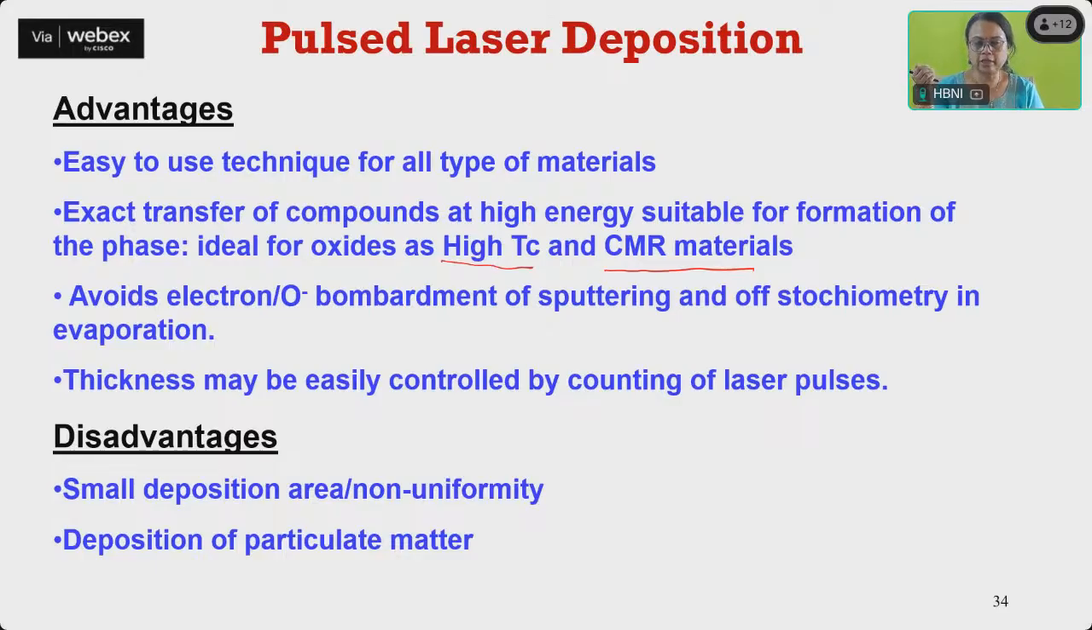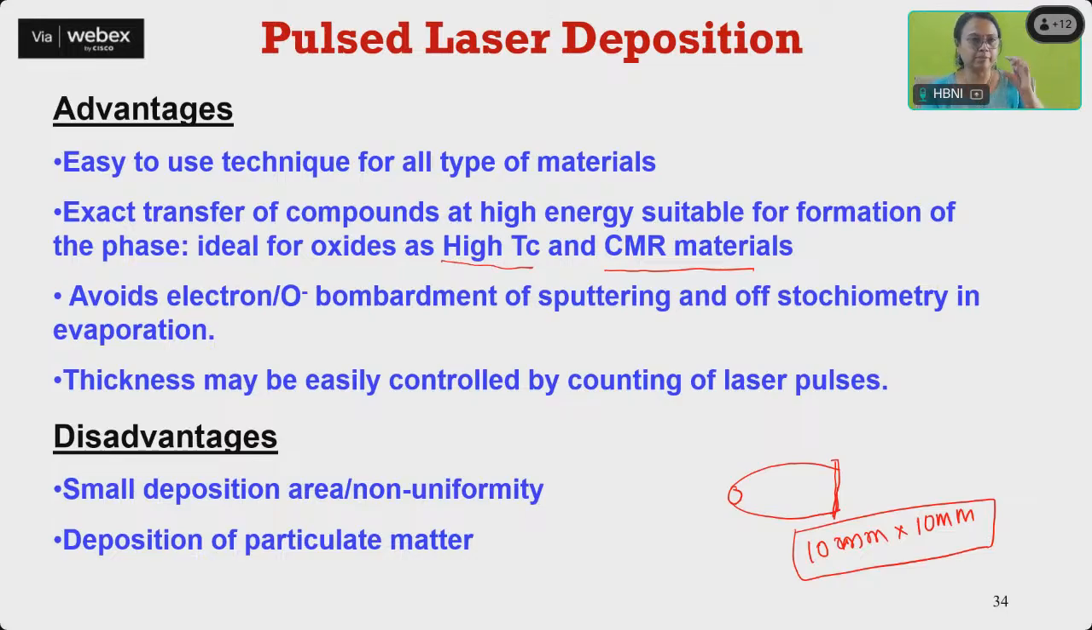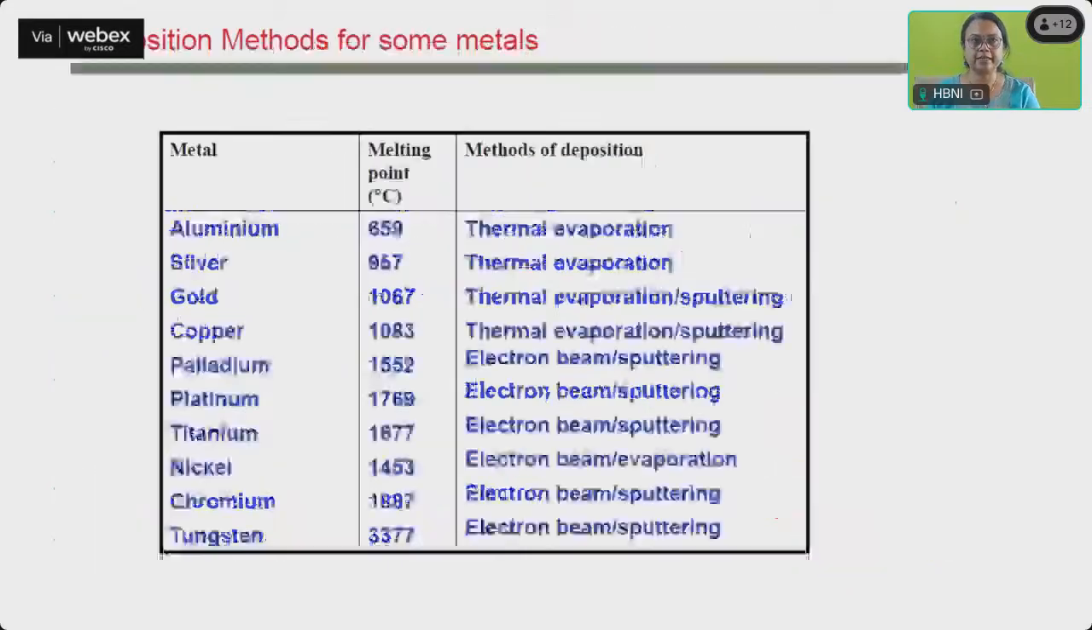The disadvantage is small deposition area, because as I said, the diameter of the laser pulse is very small. So whatever plume is forming, there will be a plume formation, and I will be keeping my substrate here within the plume. So at a given time, like 10 millimeter by 10 millimeter kind of uniform films are formed, or slightly more than that, like 1 centimeter by 1 centimeter. So very small area uniformity is there, and deposition of particulates can be there, because some chunks can get evaporated.